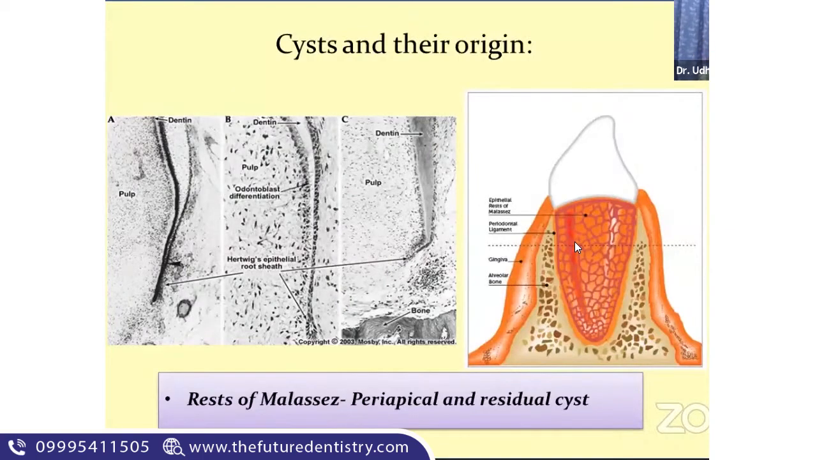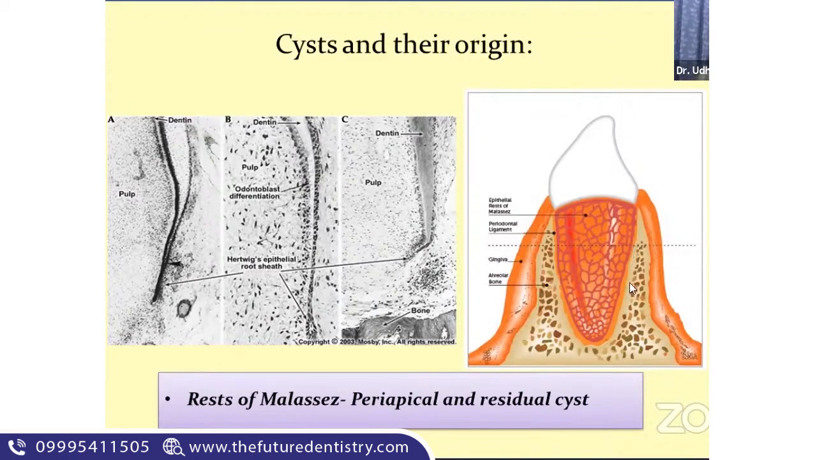Finally, it undergoes disintegration. When it undergoes disintegration, it gives rise to rests. These cells tend to lie in the surrounding ectomesenchyme, and they are called rests of Malassez, which are remnants of the Hertwig's epithelial root sheath. Once this happens, the outlying dental follicle will come in contact with the root and deposit cementum there.